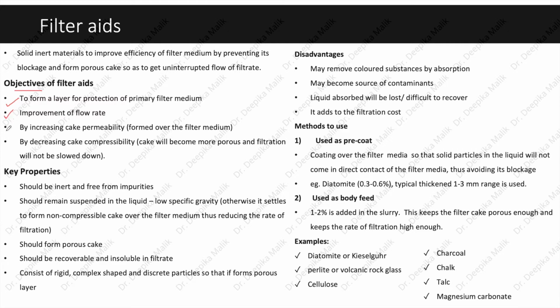Its presence should improve the flow rate. Filter aids should increase the cake permeability and decrease the cake compressibility so that the cake becomes more porous, and filtration should not be slowed down. Now let's focus on the key properties of the filter aids.